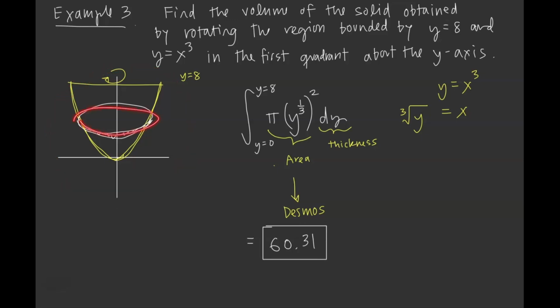We have to make a decision about which way we're going to do the integration. Are we going to do it with respect to x or y? And then we have to be very meticulous about setting up our integral and making sure all of the pieces are there and in the right places and in the right variables.